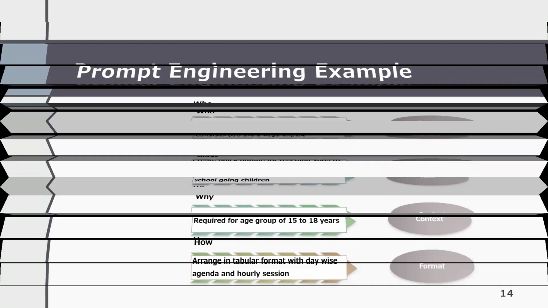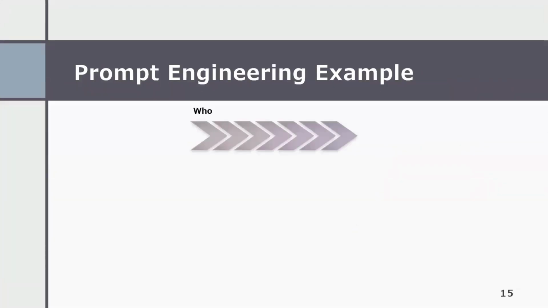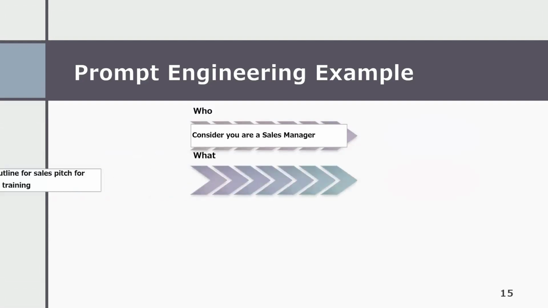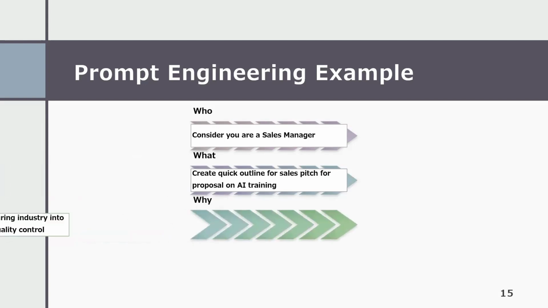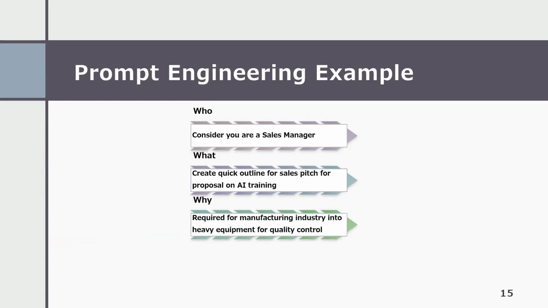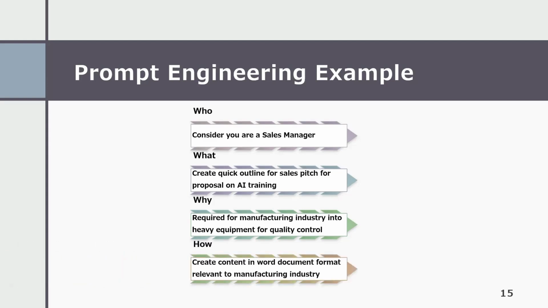Let's look at another example. So here the who is, consider you are a sales manager. And what is the task? Create quick outline for sales pitch for proposal on AI training. Why? It is required for manufacturing industry into heavy equipment for quality control. And how is, create content in Word document format relevant to manufacturing industry.